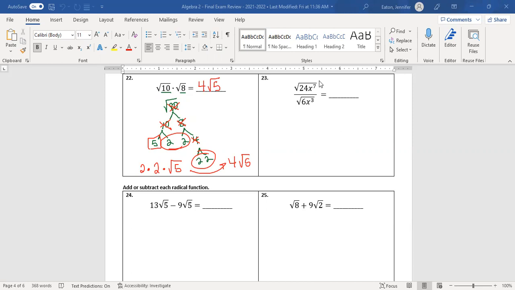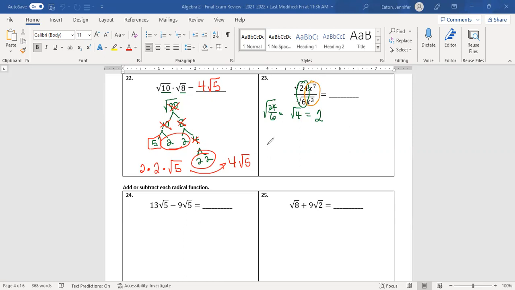For number 23, let's look at our numbers and our variables separately here. We have 24 being divided by 6. Remember that when you're dividing two square roots, you can put them underneath of one square root. So 24 divided by 6 is 4. That's still underneath of the square root. And we know the square root of 4 is a perfect square, which gives us 2. And now let's move on to our variables.